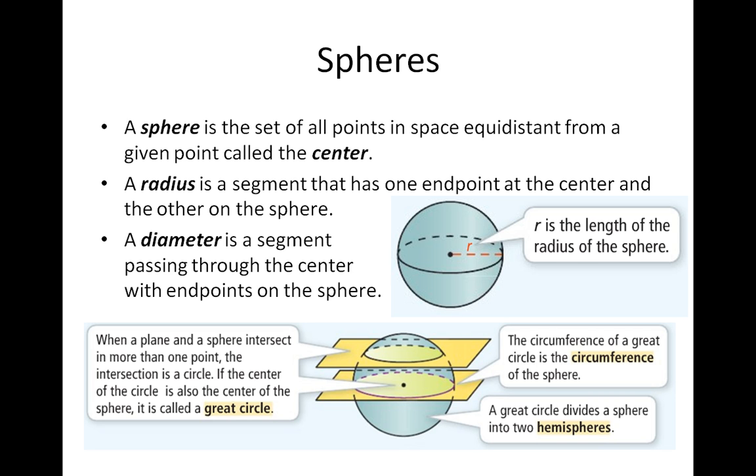Now, some other vocabulary to keep in mind: when a plane and a sphere intersect in more than one point, the intersection is a circle. And if the center is also the center of the sphere, that's called the great circle. In other words, it's the largest circle within that sphere. The circumference of the great circle is the circumference of the sphere. And that great circle also divides the sphere into two hemispheres. So if you think of that as being like the equator of the Earth, you have the northern hemisphere and the southern hemisphere. It's that same idea.